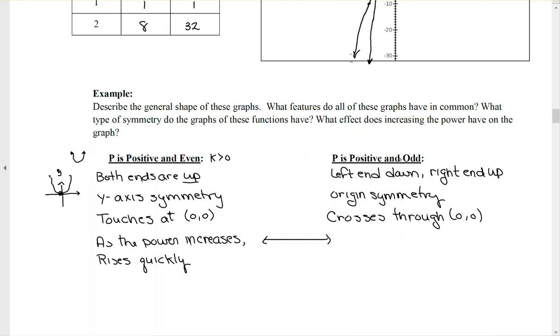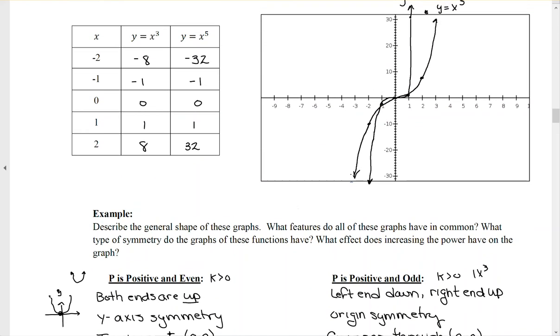When p is positive and odd, in other words, we had x cubed, x to the fifth, and our k again was greater than 0. So we had 1x cubed, k was 1, the power was odd. Our left side was down and our right end was up on both x cubed and x to the fifth. It had something called origin symmetry.